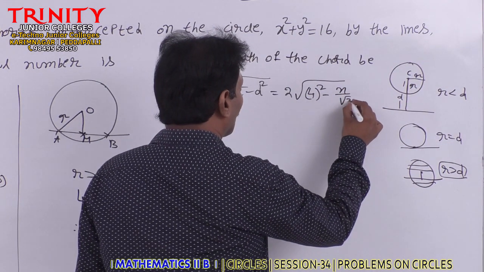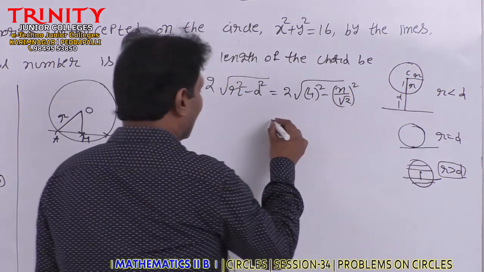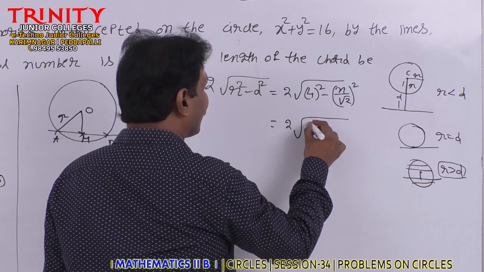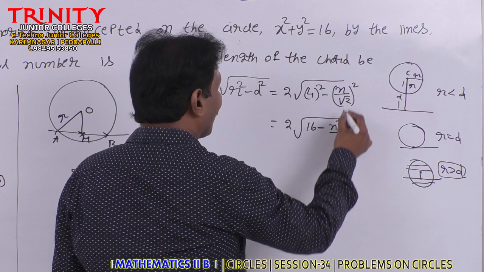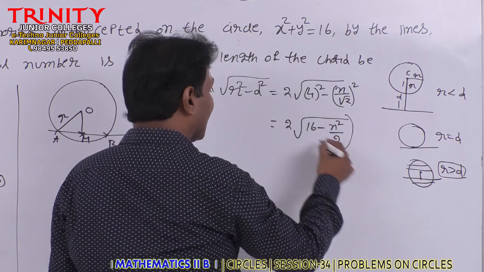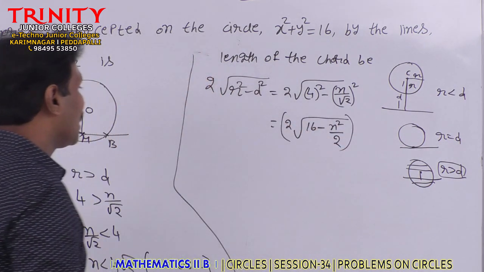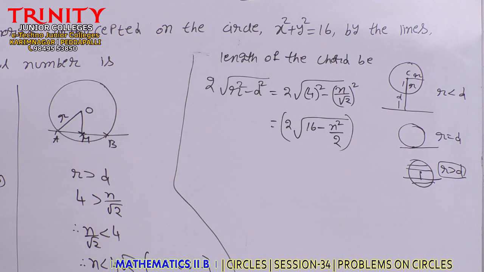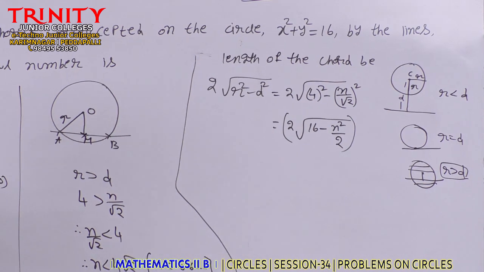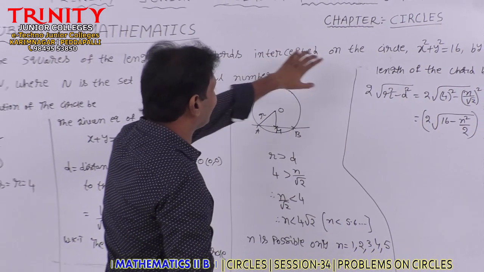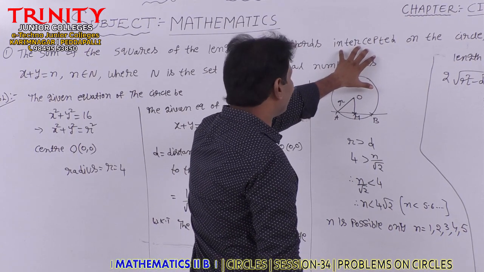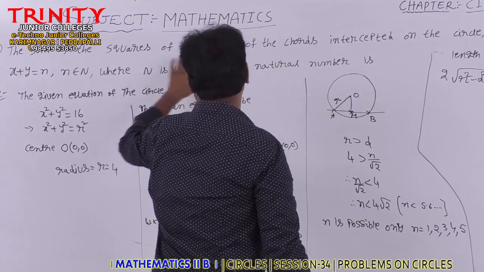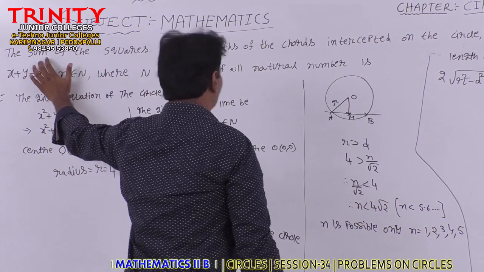N by root 2 whole square, that equals 2 into square root of 16 minus n square by 2. This is the length of the chord. We need the sum of the squares of the length of the chords intercepted. That means first we find the length of each intercept, then square every one and add them all.